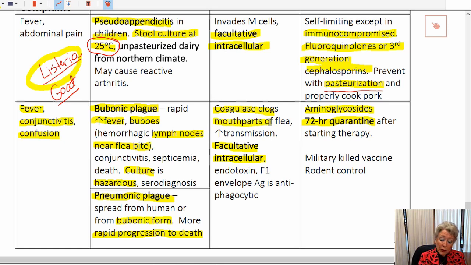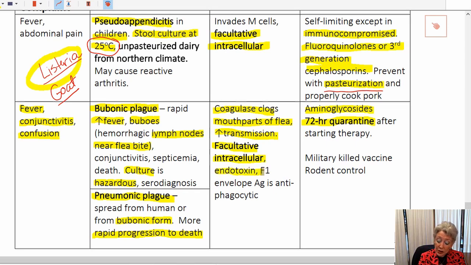But the role of coagulase here is in making the flea a good vector because it clogs up the mouth parts of the flea. And so the flea has the sense of starving to death and bites repeatedly, continuously discharging these bacilli into the bite wound.